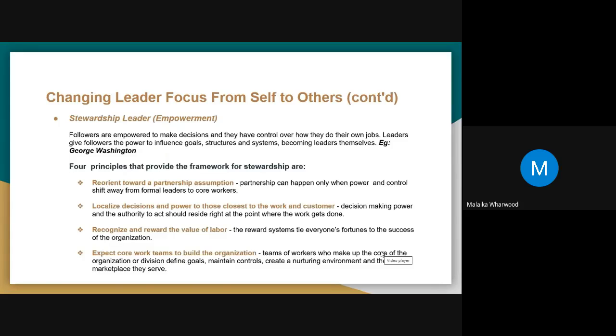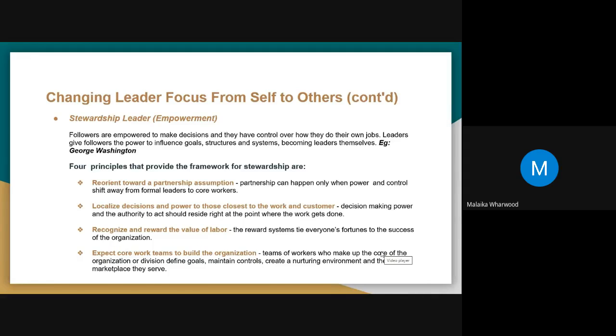Next, we have the stewardship leader, and this leader is based on empowering others, right? So followers are empowered to make decisions and they have control over how they do their own jobs. Leaders give followers the power to influence goals, structures, and systems, becoming leaders themselves. Stewardship supports the beliefs that leaders are deeply accountable to others as well as the organization. These types of leaders guide the organization without dominating, and they facilitate workers without controlling them, right?